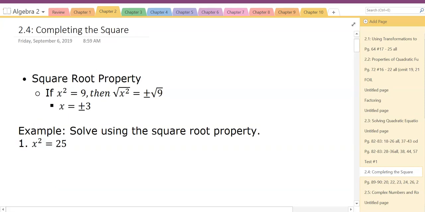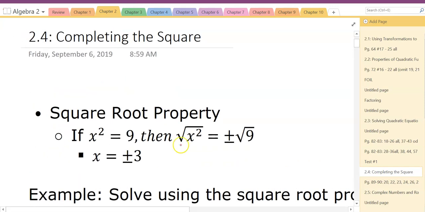What it says is that if you've got something like x squared equals 9, in order to solve, you can actually just square root both sides. You can square root the x squared and you can square root the 9. When you square root x squared, it's similar to if you square root a 4 or a 9 or a 16, a perfect square number. You just get an x to come out. So the square root of x squared becomes x.